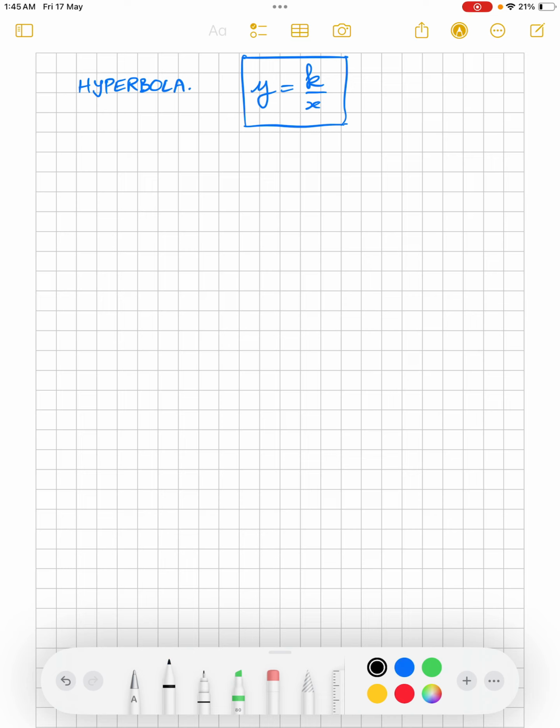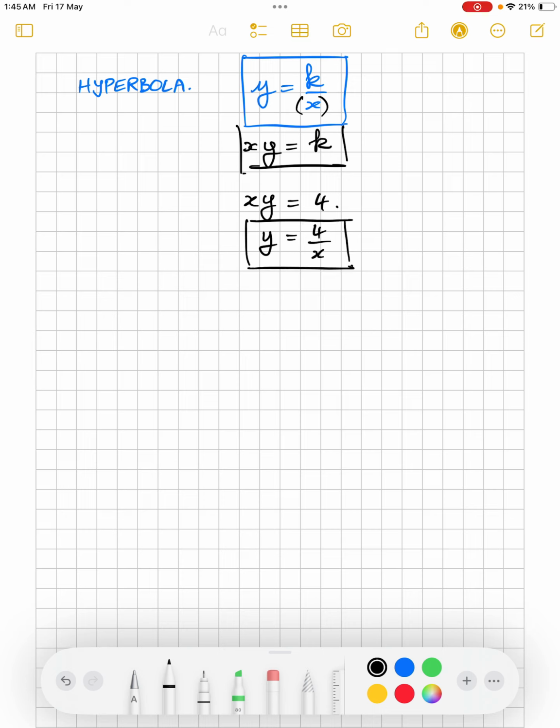Well, when we have a function like this, some students don't realize this is simply also a product of the x and y coordinates, and we get a constant. So if our product is equal to 4, let's say we multiply the x and the y coordinate and get a constant value of 4, that's the same as the function y equals 4 over x. Here the constant's 4.